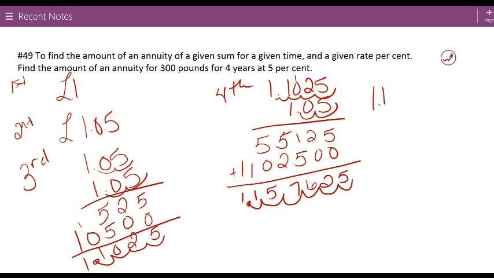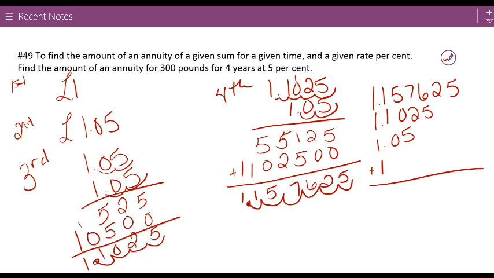Then to take those 4 years altogether, we're going to add these values: 1.157625, 1.1025, 1.05, and 1. All right, so that is our compound interest.